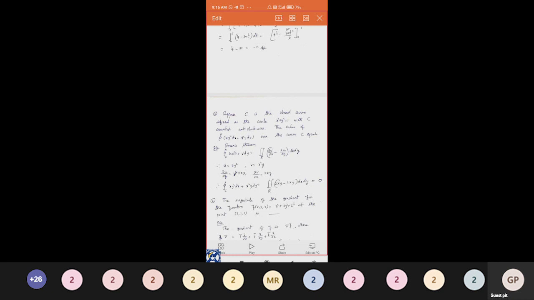So by Green's theorem, integration over C xy square dx plus x square y dy equals double integral over R. So substitute dou v by dou x. So dou v by dou x is 2xy, minus dou u by dou y. Dou u by dou y is also 2xy, into dx dy. So 2xy minus 2xy is 0. We know that integration of 0 is going to be 0. So therefore, the answer for the given single integration is 0.